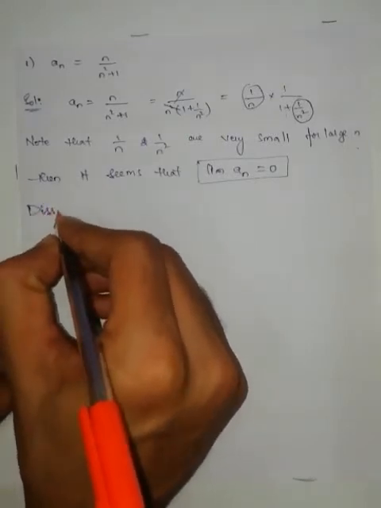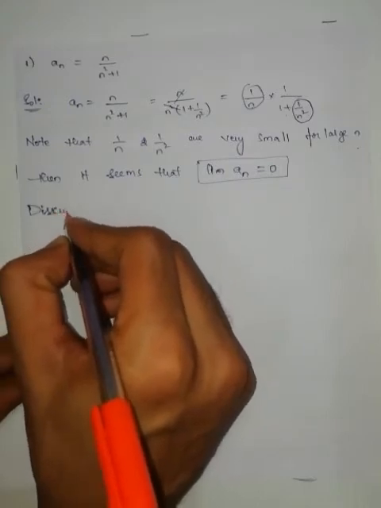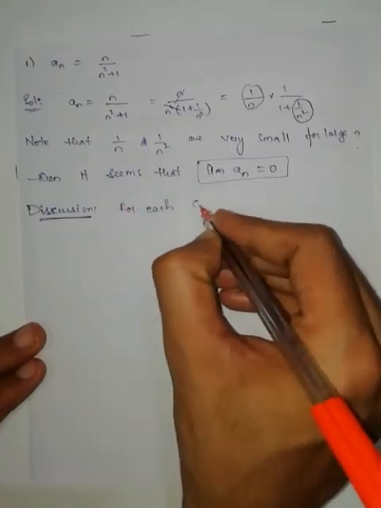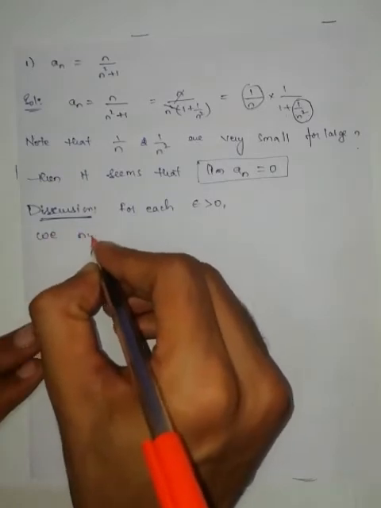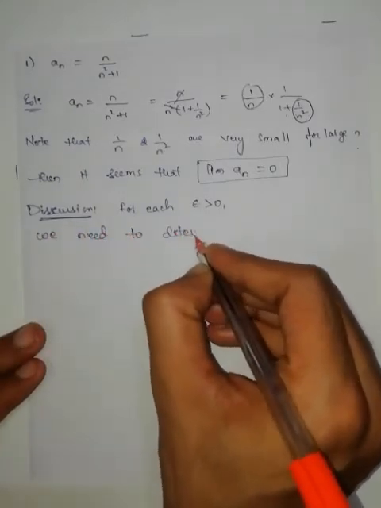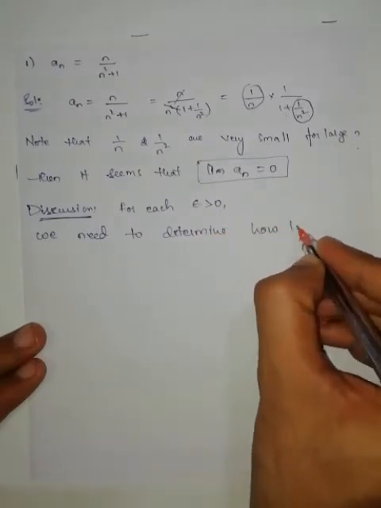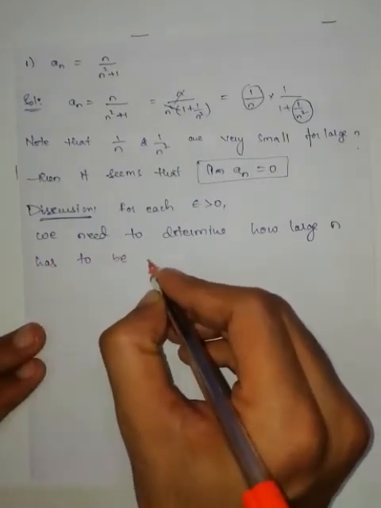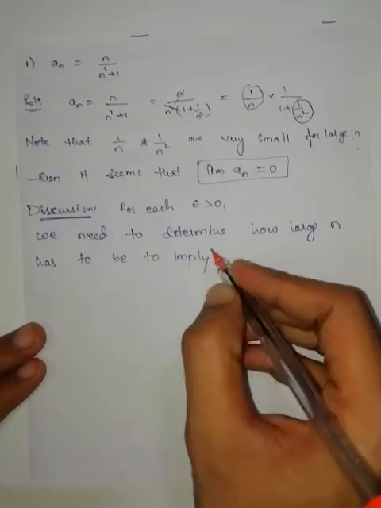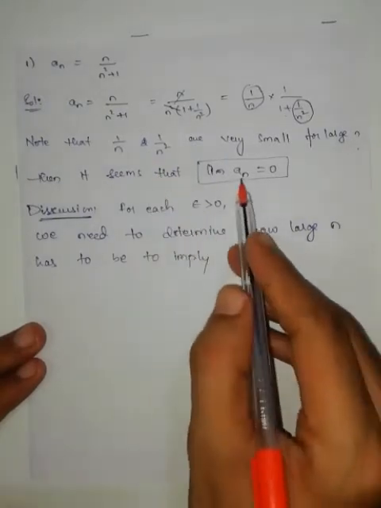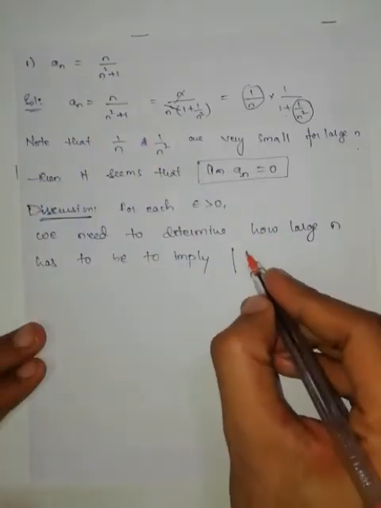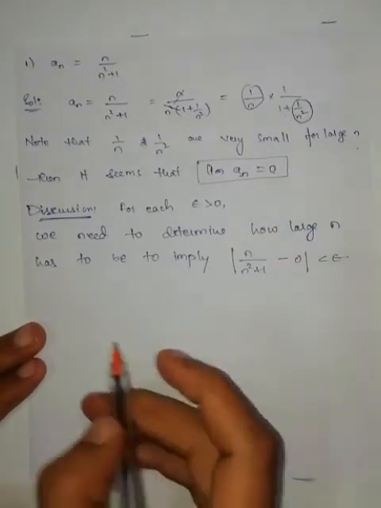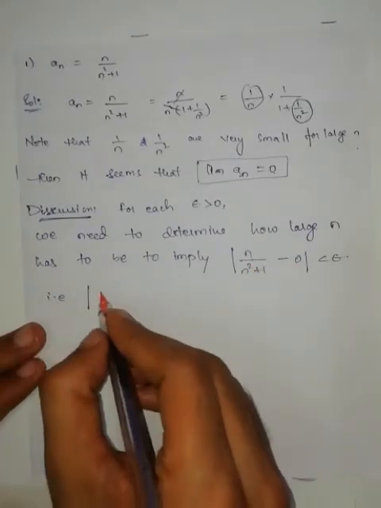First, discussion. For each epsilon greater than 0, we need to determine how large n has to be to imply that modulus of an, n by n square plus 1 minus the limit value, is less than epsilon. That is, modulus of this one minus 0, again we will get the same thing.